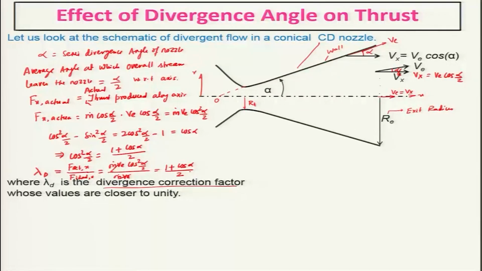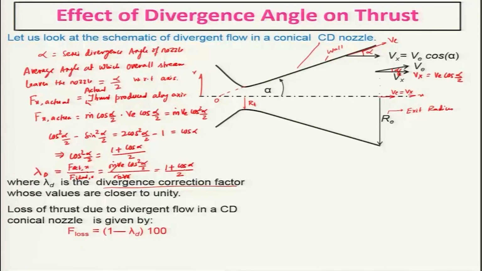When alpha is equal to 0, which is not possible, but let us hypothesize, the actual thrust produced along the axial direction is the same as the ideal one. And keep in mind that the loss of thrust due to the divergent flow in a conical nozzle can be expressed as F loss equal to 1 minus lambda, into 100%.